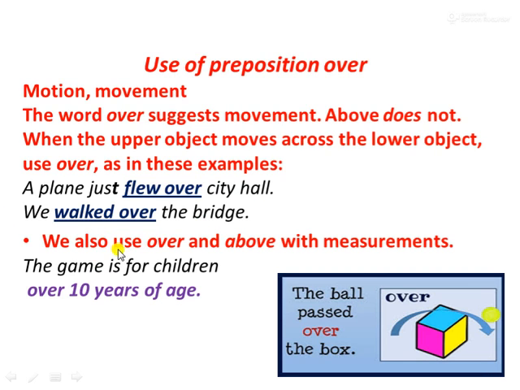We can also use over and above with measurements. For example, the game is for children over 10 years of age. So over can be used in this way, and this is without motion or movement. The ball passed over the box. Here is an image. Look, the ball passed over the box. So this is the ball, and this is with motion or movement.